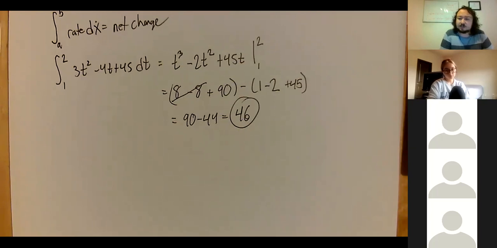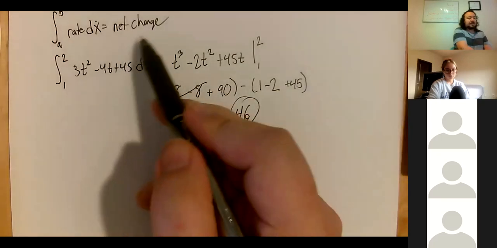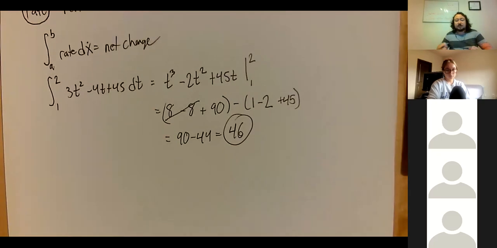Does that make sense? Was that okay? All right, yeah, so it's integrating a rate that will give you the net change. All right, we're doing pretty well so far. Anyone have any other questions?